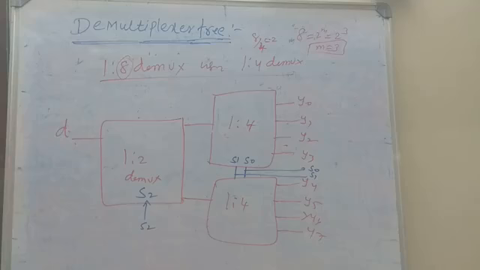So this same procedure you have to follow for some other demultiplexers. Okay, I am going to give some clues. You just try 1:16 demux using 1:4 demux, or otherwise 1:16 demux using 1:8 demux. Okay, so many examples are there. So the procedure is the same for all different types of problems.